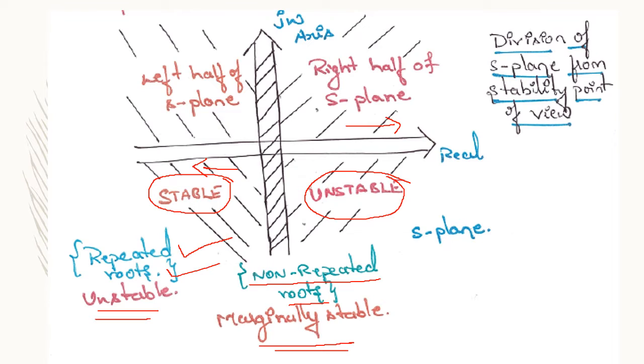So for the stable condition, there are only two things. One is that the poles should exist towards the left half of the S plane. The other is that there should be non-repeated roots. For unstable, there are two conditions. If the poles are on the right side of the S plane, or if there are repeated roots, then we can say that it is unstable.